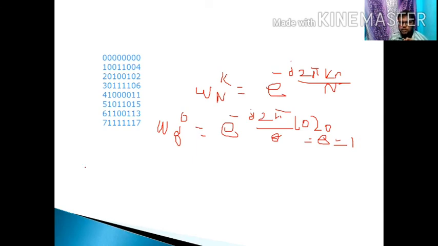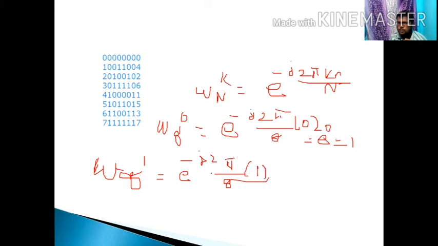So next, suppose you give k equal to 1. So I substitute here W8 power 1, which is equal to e to the power of minus j 2 pi by 8. Inside the bracket, instead of kn, you have to give 1. So if you solve this, 1 times, and here 4 times, e to the power of minus j pi by 4.